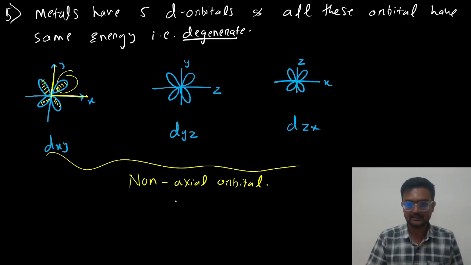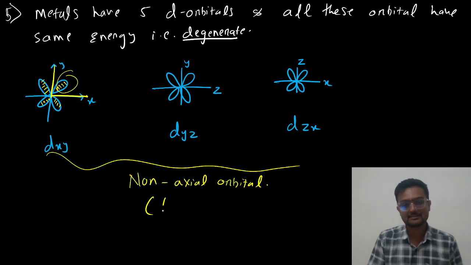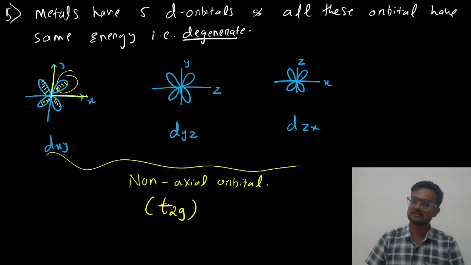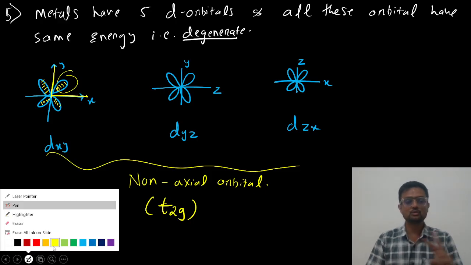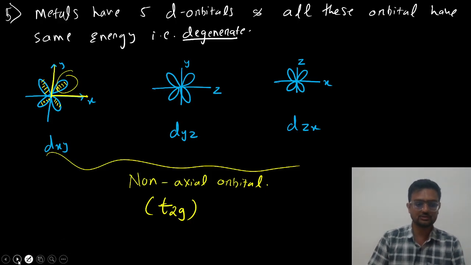I hope this is clear. And these non-axial d orbitals are also called T2g orbitals. With this, there are two more types of d orbitals. What are those? So we have one more d orbital, which is something like this.